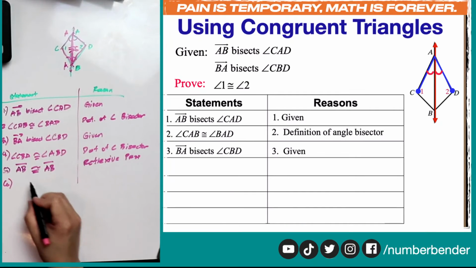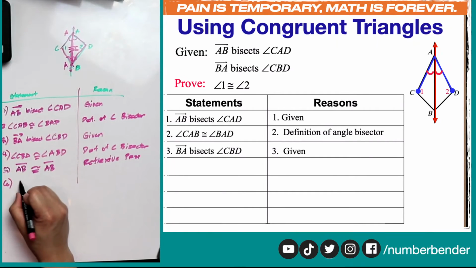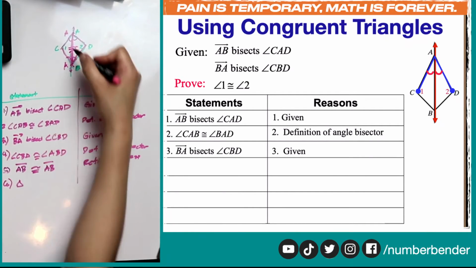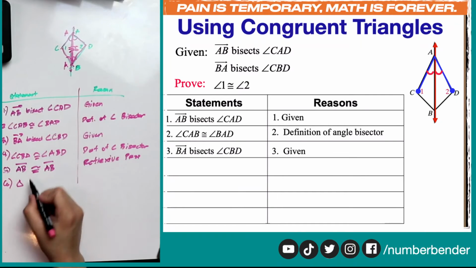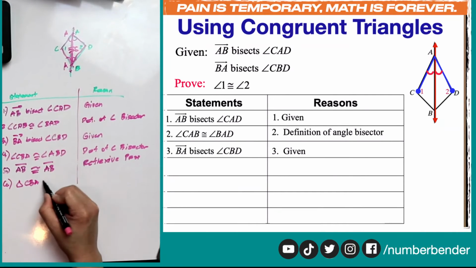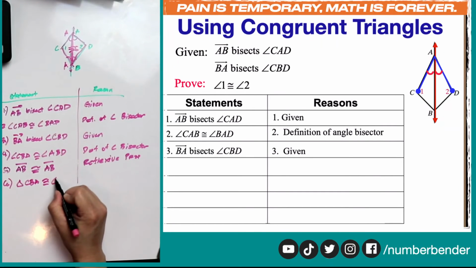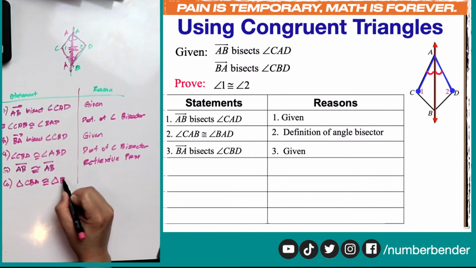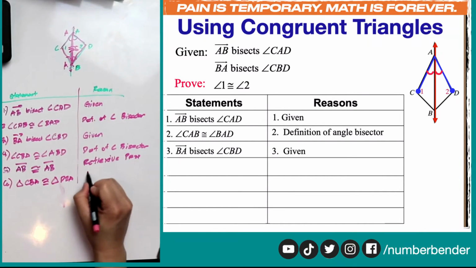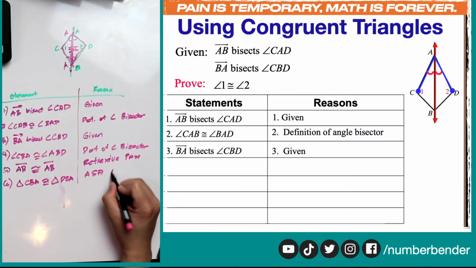So this, we know, is triangle CBA is congruent to triangle DBA using the A as a postulate.